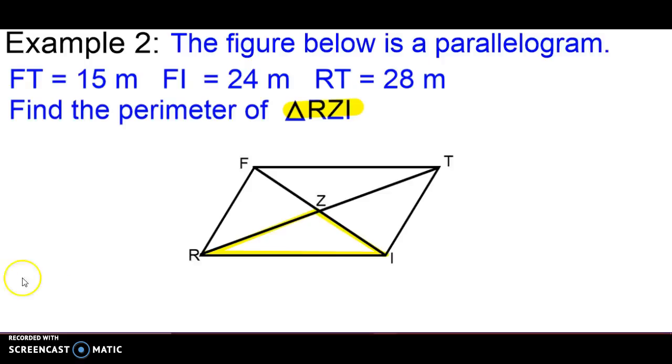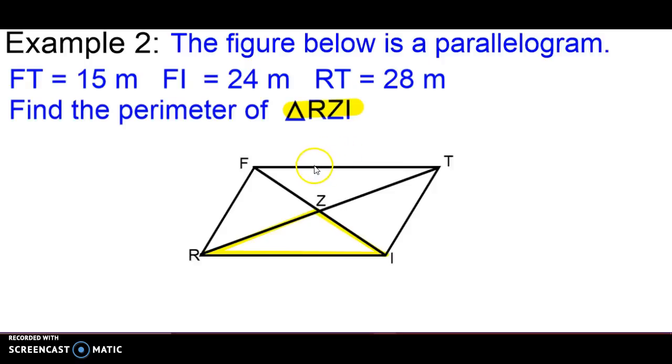For example 2, we know that the figure below is a parallelogram. We also know the length of 3 different line segments. Before we try to find the perimeter of the triangle RZI, we're going to write in everything we know about this parallelogram. Again, this is what I expect to see as your work.